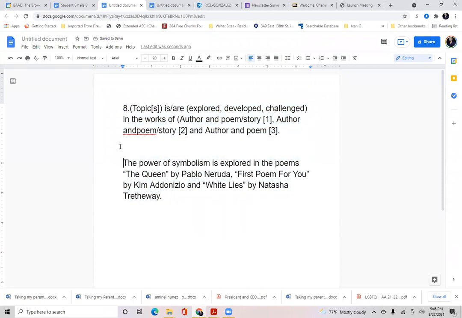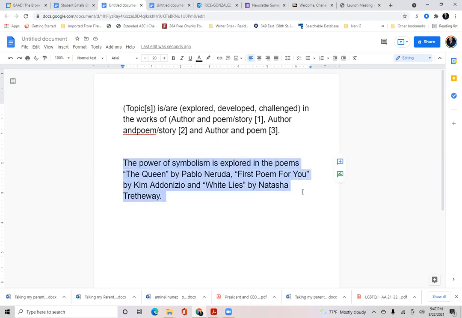So not to confuse you, but we've been talking about crafting one poem, but let's say you decided you wanted to focus on a topic and see how the topic looks in 3 different poems. That's another way you can approach the assignment, right? So here's the topic, is explored, challenged, etc. in the work of, and then you list the authors. So here, a way this thesis might look is the power of symbolism is explored in the poems The Queen by Pablo Neruda, First Poem for You by Kim Addonizio, and White Lies by Natasha Trethewey. So this is a thesis statement.